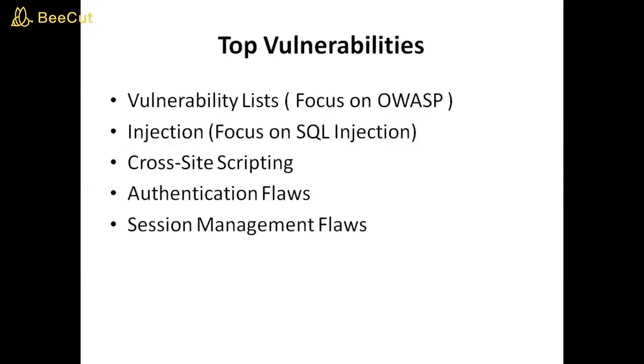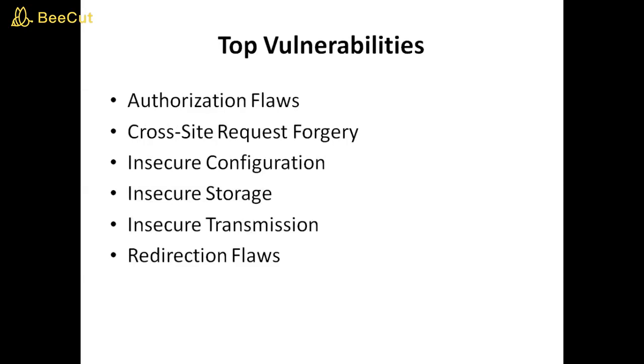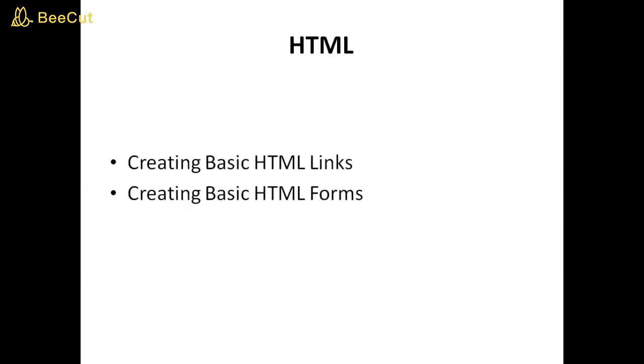What are the different areas of interest? Top vulnerabilities. Vulnerability lists focus on OWASP: injection, focus on SQL injection, cross-site scripting, authentication flaws, session management flaws. Top vulnerabilities: authorization flaws, cross-site request forgery, insecure configuration, insecure storage, insecure transmission, redirection flaws.